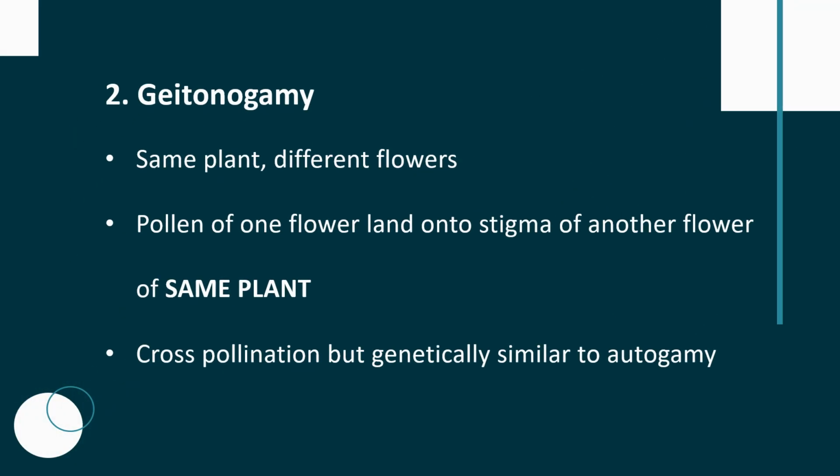Geitonogamy is another type of pollination where pollination takes place between different flowers of the same plant. Pollen grains from an anther of one flower will be landing onto the stigma of another flower of the same plant. This produces genetically similar offsprings as in case of autogamy, but technically this is cross-pollination between two different flowers of the same plant.